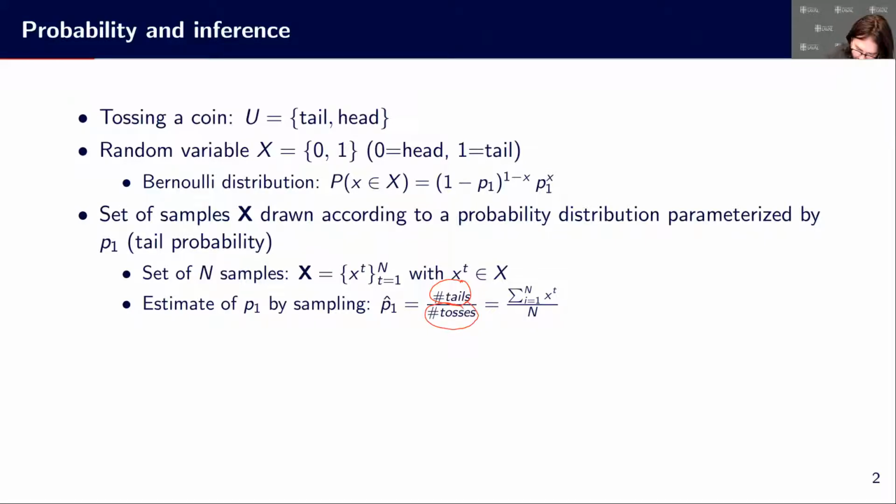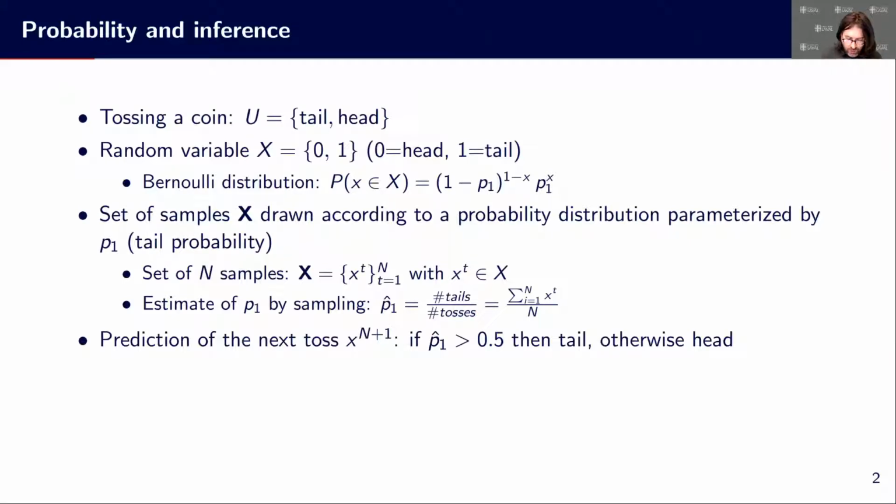So we know that we have n tosses, and we sum the xt from 1 to n. And this will give us the number of tails, because we are modeling this as a 0, 1 value. If we have a head, it is equal to 0, so nothing is counted here. And if we have a tail, it is counted as 1. So summing this will give us precisely the number of tails that we have in our set of samples.